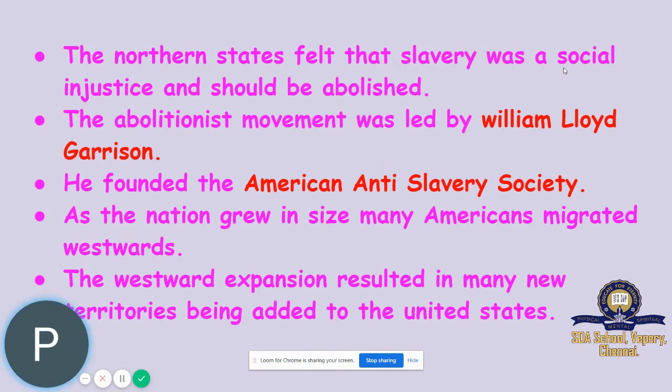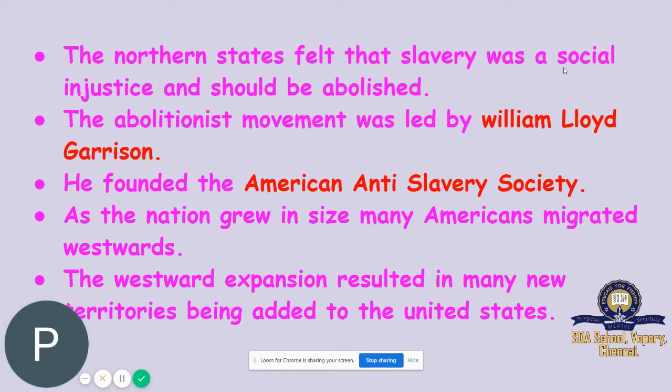Next, the northern states felt that slavery was a social injustice and should be abolished. The abolitionist movement was led by William Lloyd Garrison. He founded the American Anti-Slavery Society. So, the founder of the American Anti-Slavery Society is William Lloyd Garrison.